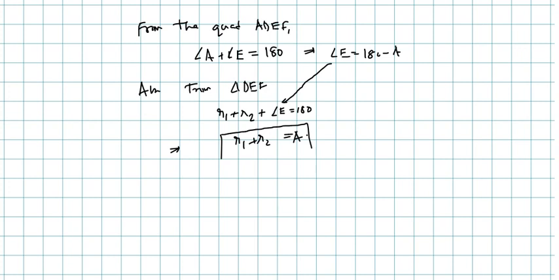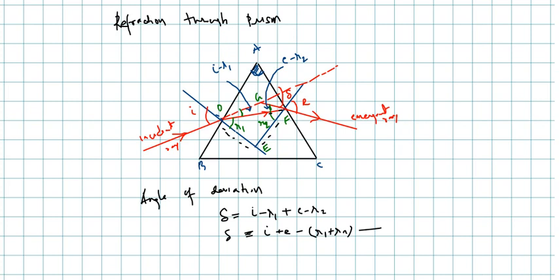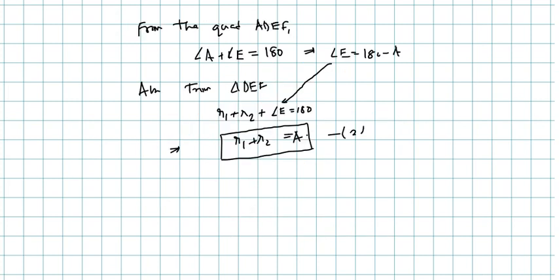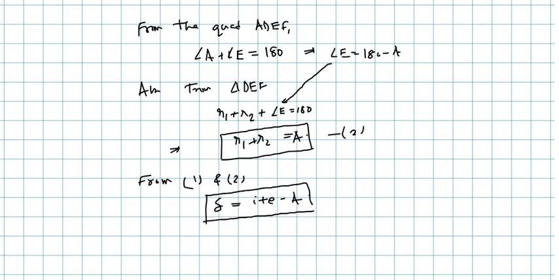So, knowing the value of A, if we substitute in the first equation, let us name this equation 1 and this one equation 2. So, from equations 1 and 2 we can write delta equals i plus e minus A. So, this is the angle of deviation for a prism with angle of incidence i, angle of emergence e and prism angle A. Carefully, you see that it depends on these three factors, right.